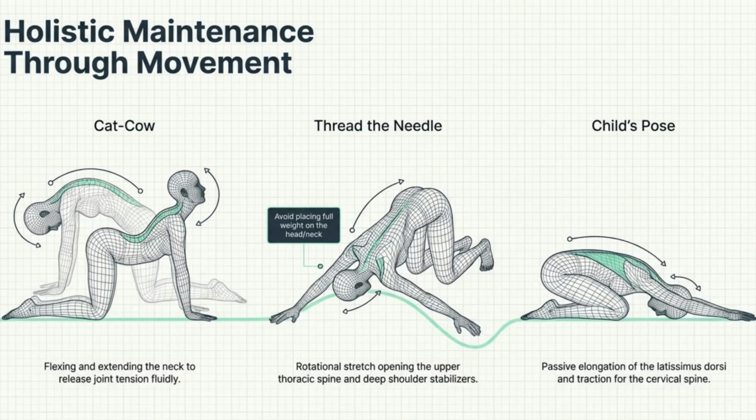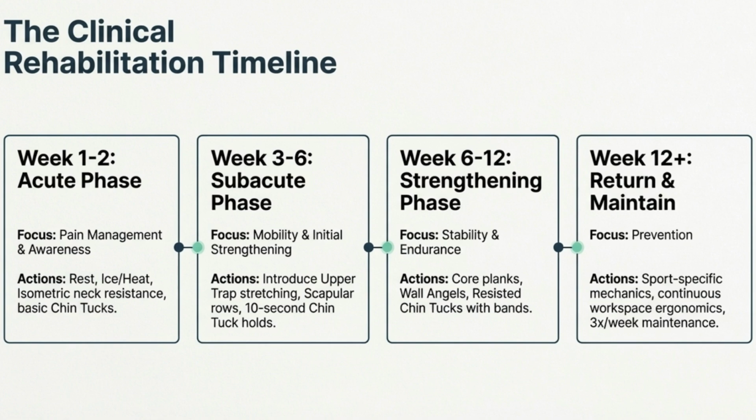For holistic maintenance, incorporate movements like cat-cow to release joint tension, thread the needle for shoulder stabilizers, and child's pose for passive elongation of the latissimus dorsi. The clinical rehabilitation timeline progresses from acute pain management in weeks 1 to 2 to initial strengthening in weeks 3 to 6 and focuses on stability in weeks 6 to 12, leading to long-term prevention after week 12.